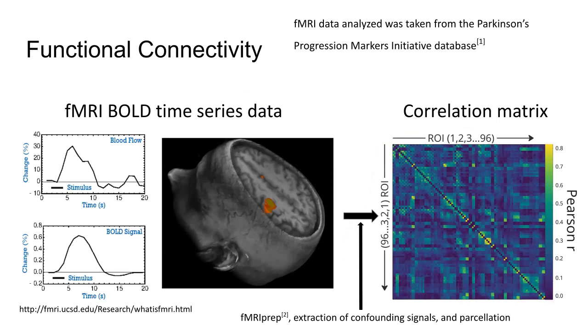The RS-fMRI and T1W anatomical scans were retrieved from the public Parkinson's Progression Markers Initiative, or PPMI, neuroimaging database. RS-fMRI data for 22 baseline visit PD patients and 20 healthy controls was downloaded and preprocessed via the fMRIPrep pipeline. An additional custom preprocessing workflow was applied to scrub artifacts and confounding signals. Subject brains were parcellated into 96 different regions.